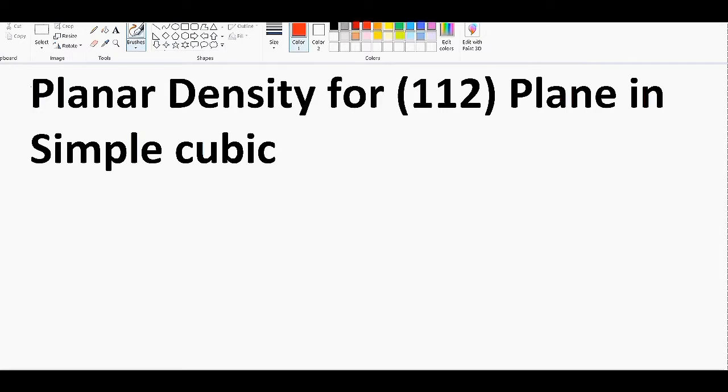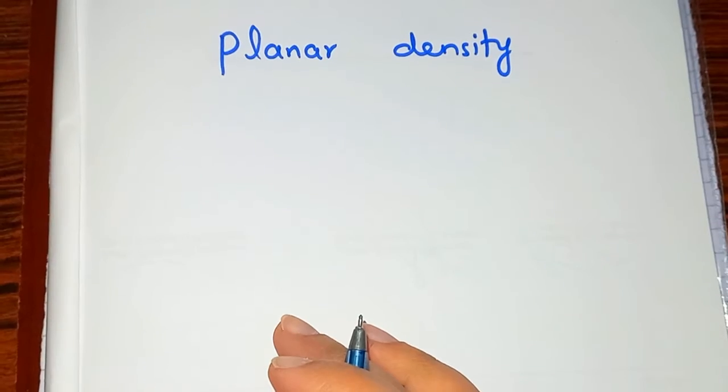In this video, we are going to calculate the planar density for the 112 plane in a simple cubic structure. This is a different kind of plane and it's really interesting. Let's quickly get started with the solution. Let's see how we can do that.